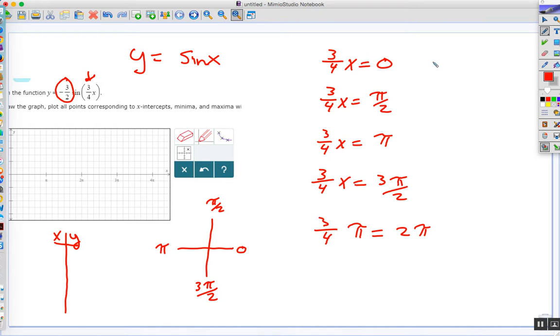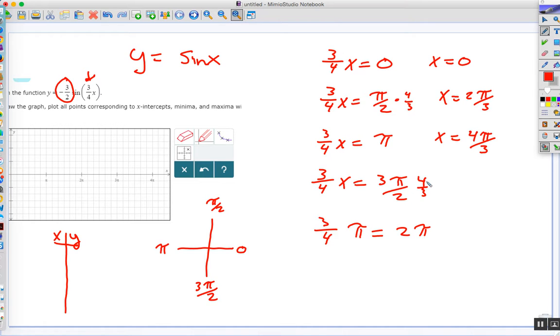So if I solve for x here, 3/4 x equals 0, we're going to have x equals 0. 3/4 x equals pi over 2, so I'm going to multiply by 4 over 3, which is going to give me x equals 2 pi over 3. Here, I'm going to multiply by 4/3, so that's x equals 4 pi over 3. Here, I'm going to multiply by 4/3 again. Notice I'm multiplying by 4/3 every time.